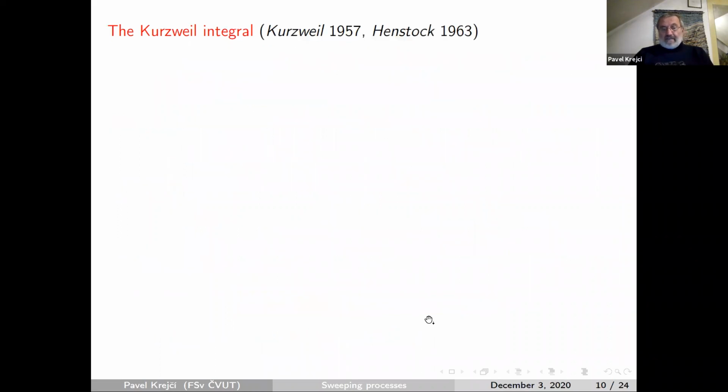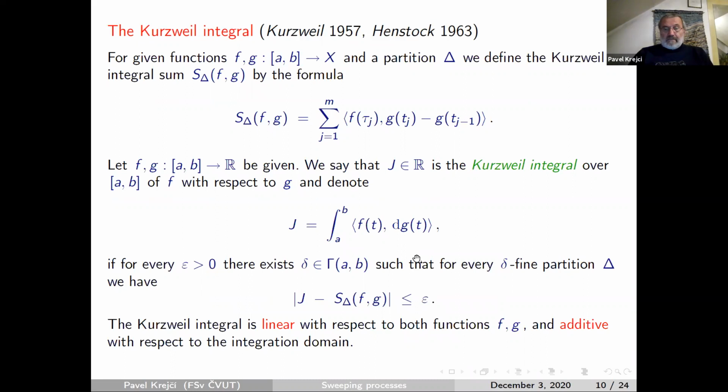And now the Kurzweil integral. We define the Kurzweil integral sum over a partition to be the sum of f(tau j) times g(t_j) minus g(t_{j-1}). This is exactly the Riemann-Stieltjes formula, but the definition is different. We say that J is the integral from a to b of f(t) dg(t) if for every epsilon there exists a gauge delta such that for every delta-fine partition, J minus the integral sum is less than or equal to epsilon. This looks very similar. I will show you in a moment the difference with respect to the Riemann construction.